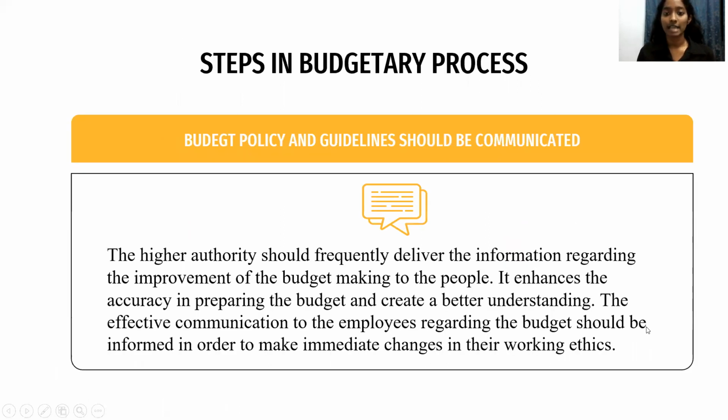Next, we'll be looking into the steps in the budgetary process. The first step that I have chosen is that budget policy and guidelines should be communicated. The authority should frequently deliver the information to subordinates regarding the budget in order for them to make some improvements in the upcoming year when they do the budgeting. It enhances their accuracy and their performance in preparing the budget, and also gives a clearer understanding between the higher officers and the subordinates.